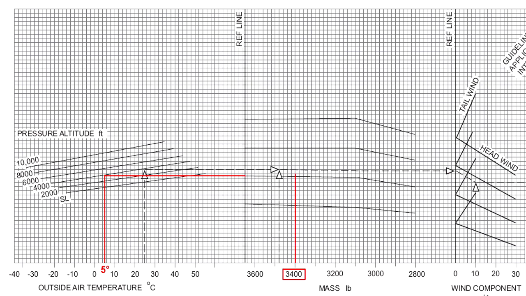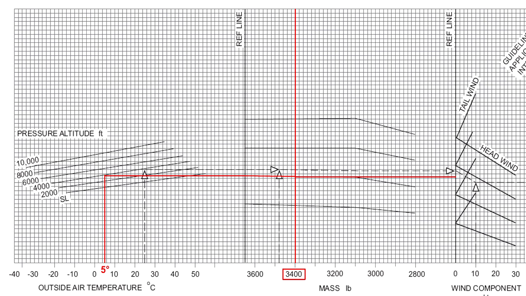The next variable is mass. In our example, let us assume a mass of 3,400 pounds. From the reference line, we must move down using the sloping guidelines until we reach 3,400 pounds, as shown here. From this point, we go horizontally to the right until the next reference line.